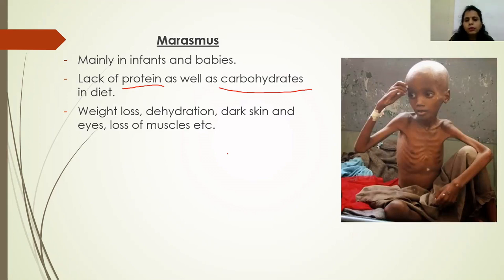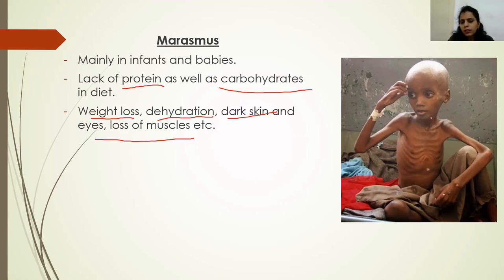The most common symptoms are weight loss, dehydration, dark skin and eyes, and loss of muscle. You know that fat is stored in muscle cells, and proteins are present in muscle cells, so if there's no protein, obviously the muscle will be lost. So due to the lack of protein and carbohydrates in the diet, infants and babies get Marasmus, and the common symptoms are weight loss, dehydration, dark skin and eyes, loss of muscle, etc.